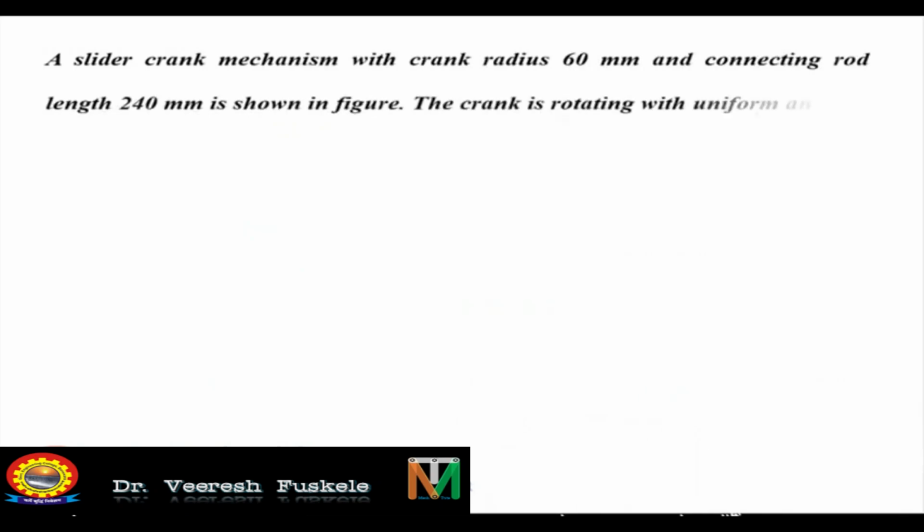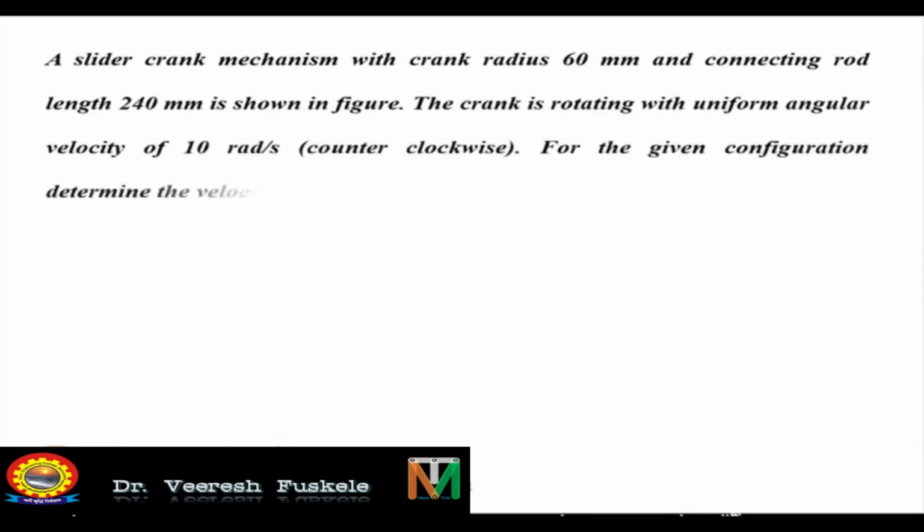A slider crank mechanism with crank radius 60 mm and connecting rod length 240 mm is shown in figure. The crank is rotating with uniform angular velocity of 10 radians per second counterclockwise. For the given configuration, determine the velocity of the slider.